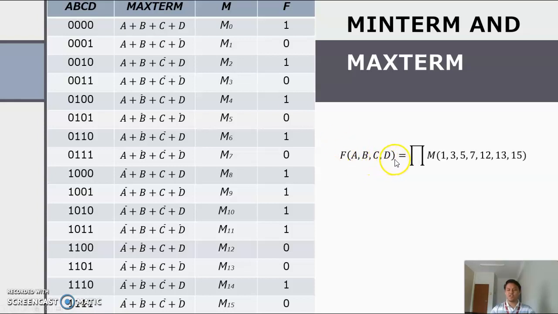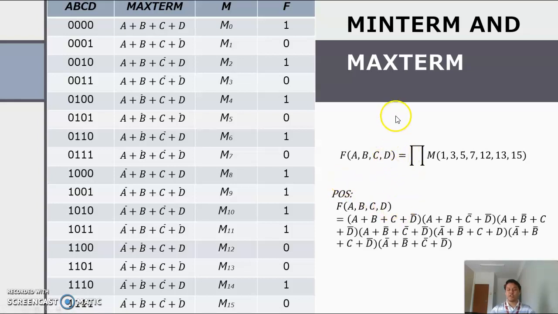So f of A, B, C, and D is the product, this is the symbol of product, of M 1, 3, 5, 7, 12, 13, and 15. So this is how you write the maxterm. Only take the output of 0. And then from the maxterm, we will be able to write the equation in POS, which is product of sum, written as below. So F of A, B, C, and D is equal to the product of A plus B plus C plus not D times etc. You can refer to the table to identify what is M1, what is M3, and you put it in the equation below, which is POS. As the maxterm is in summation, we just multiply them all together.